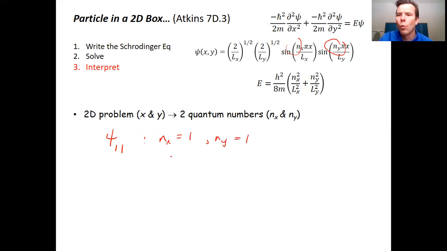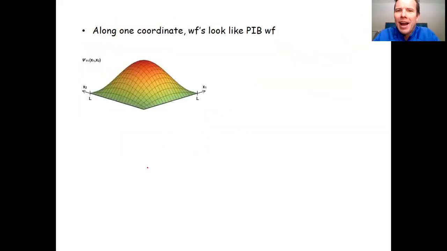And once you catch that notation, then we're going to do the things that we normally do, which are to sketch the wave function. I'm actually not going to do that because I can simply show you some computer generated files here. But let me point out something to you. Along one coordinate, these wave functions look like particle in a box wave functions. It's a separable system.